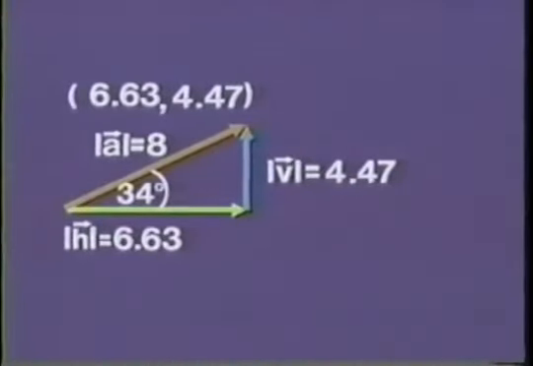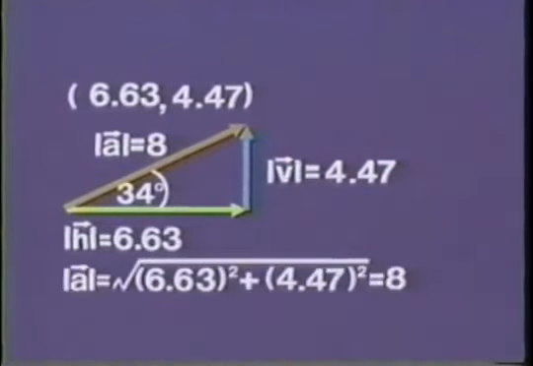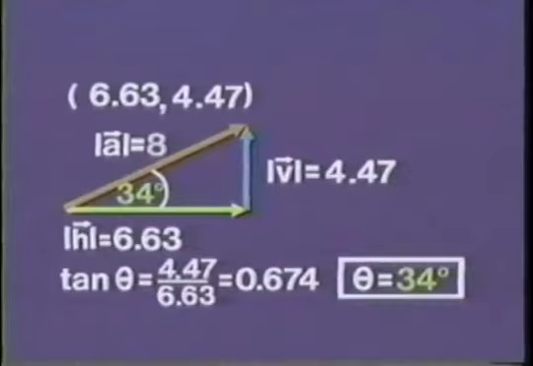For the first time, we've taken a vector with known magnitude and direction and resolved it into its horizontal and vertical components without having to rely on a grid. If we want to check our results, we can use the two components to verify the magnitude and direction of vector A. The magnitude is 8 units, and the direction 34 degrees. Well, that wasn't so bad.